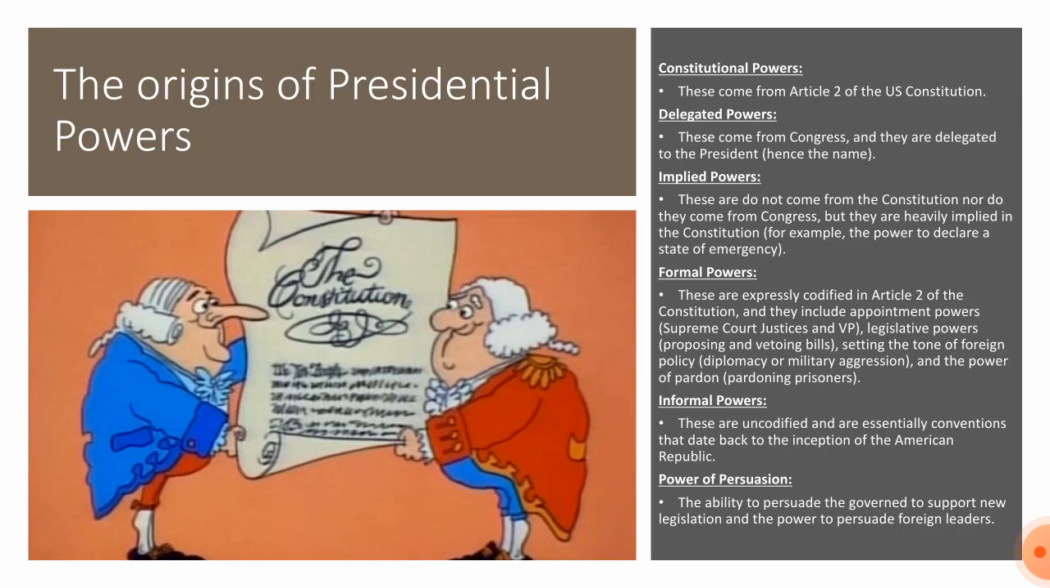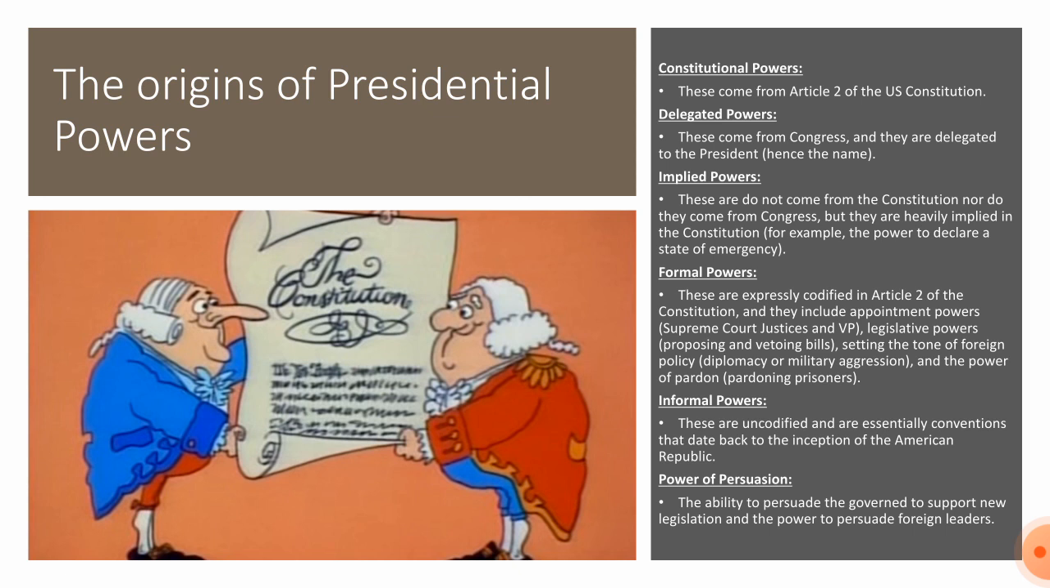The origins of presidential powers. So where do these presidential powers come from? Well, some of them come from the Constitution, and these are called constitutional powers, originating from Article 2 of the US Constitution. Delegated powers, which come from Congress, and they are delegated to the President, hence the name. Implied powers, these do not come from the Constitution, nor do they come from Congress, but they are heavily implied in the Constitution.